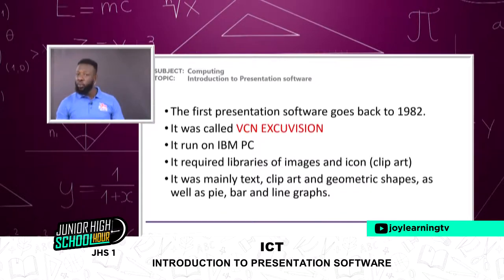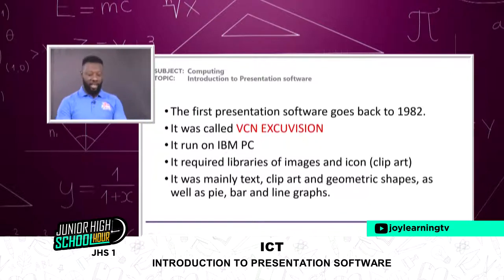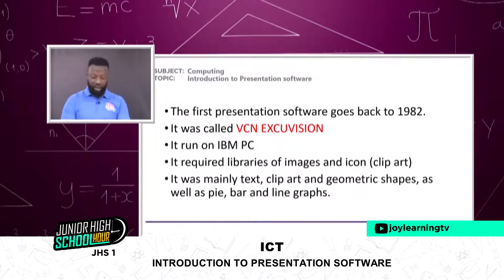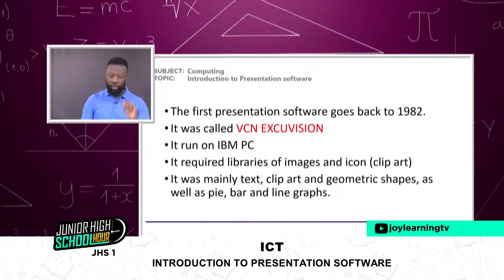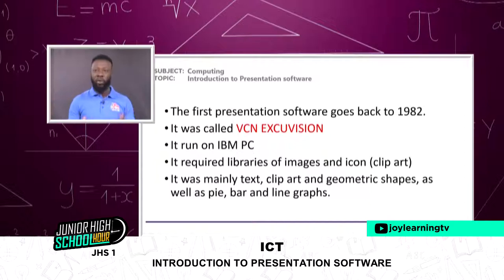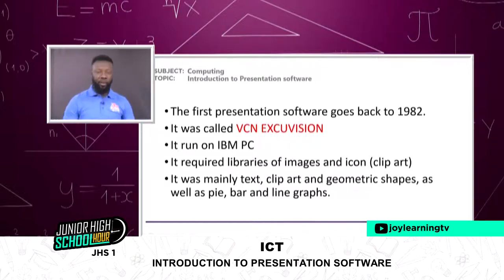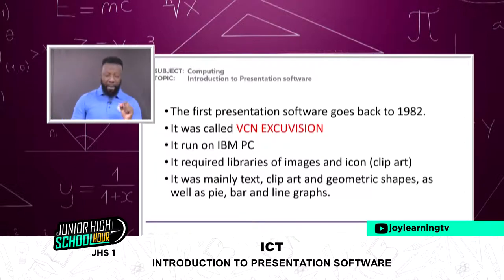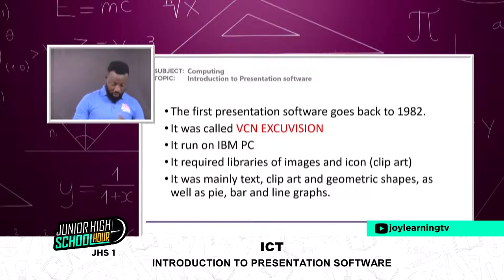Now, the first presentation software goes back to 1982. It was called the VCN ExecuVision. VCN ExecuVision. It ran on only the IBM PCs. It required libraries of images and icons. Before you can use them, you have to get clip arts of images and icons, a lot of them, before you will be able to use them. It was mainly text, clip arts and geometric shapes. And geometric what? Shapes. As well as pie, bar and line graphs. So this was the first presentation software that was created.